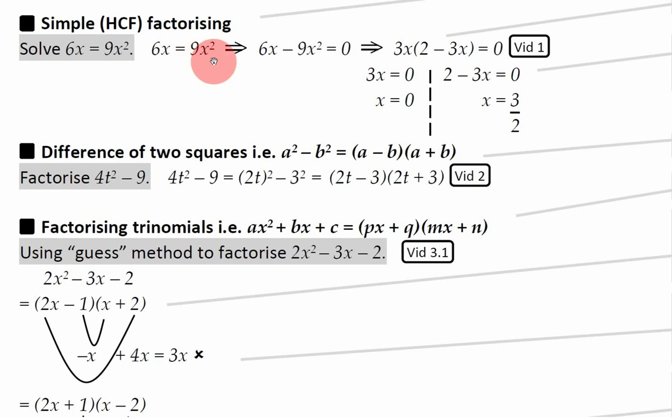So the solution to 6x equals 9x squared is x equals 0 and x is equal to 3 over 2 or 1.5.